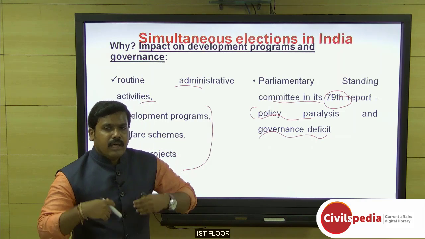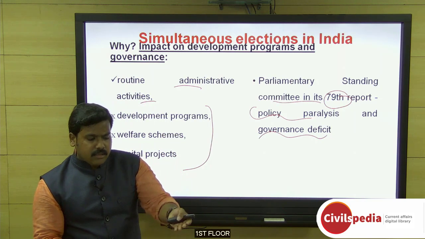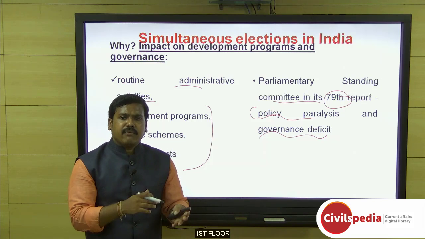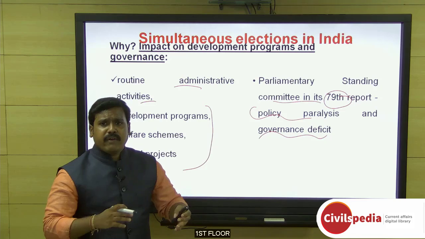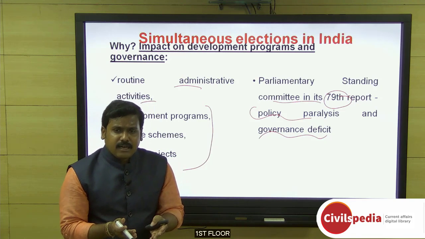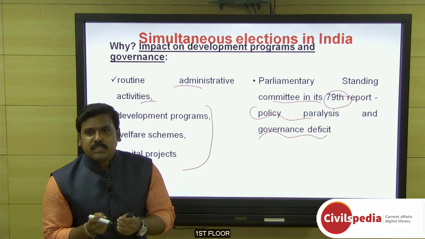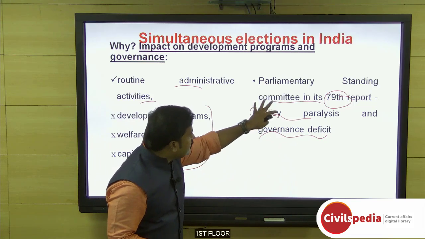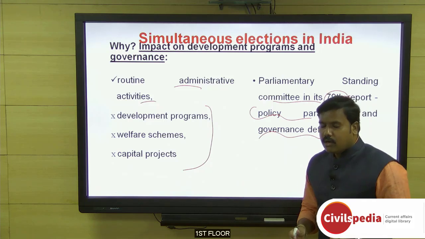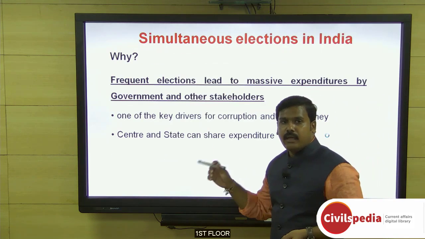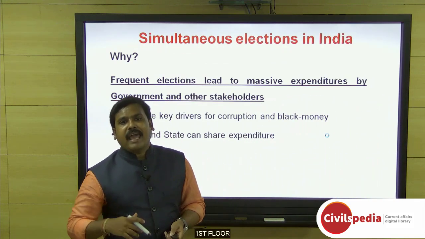For instance, in the upcoming elections in Andhra Pradesh, they're demanding a special package, special status also. So whenever a new election happens, the state demands more. This sort of policy paralysis lies with the model code of conduct whenever it is in effect. Now, next is about the expenditure.